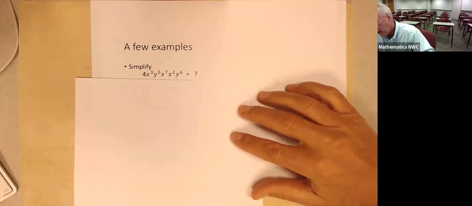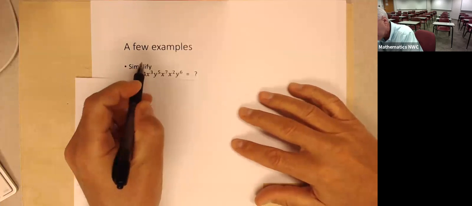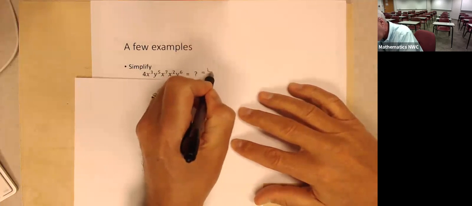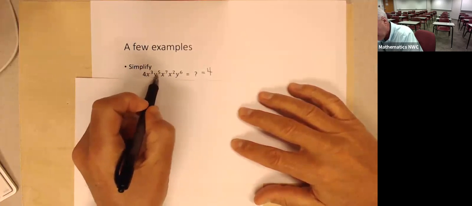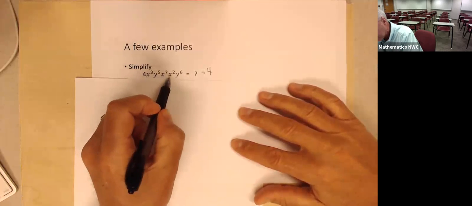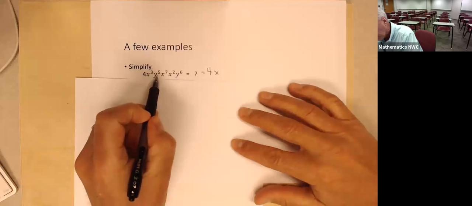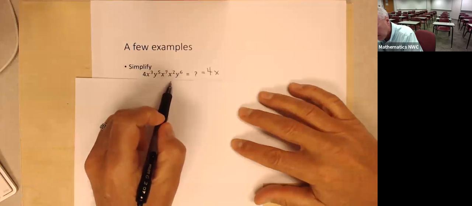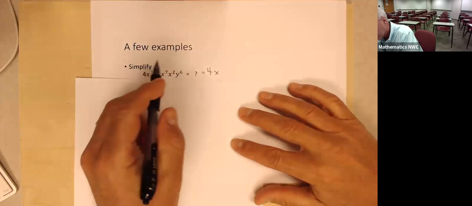Well, in this one right here, the 4 is not an exponent. It's just a number that stays out front. But now I have a bunch of x's being multiplied: x to the 3rd, x to the 7th, and x squared. Because they're being multiplied, it means the exponents have to be added. So I have 3 plus 7 plus 2.